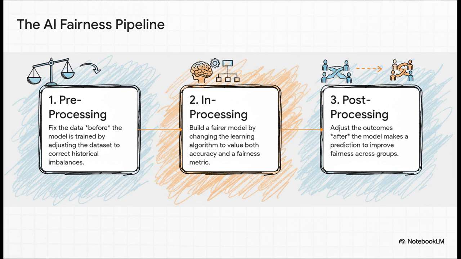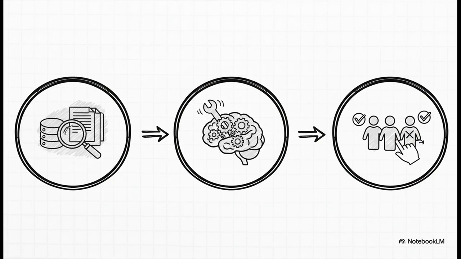Number 2 is in-processing. This is during the construction. You actually change the algorithm, telling it, hey, I don't just want you to be accurate, I also want you to be fair according to this metric. And finally, you have post-processing. This is like the final inspection. The model is already built, it's a black box, but you can tweak its final outputs to make them more equitable.